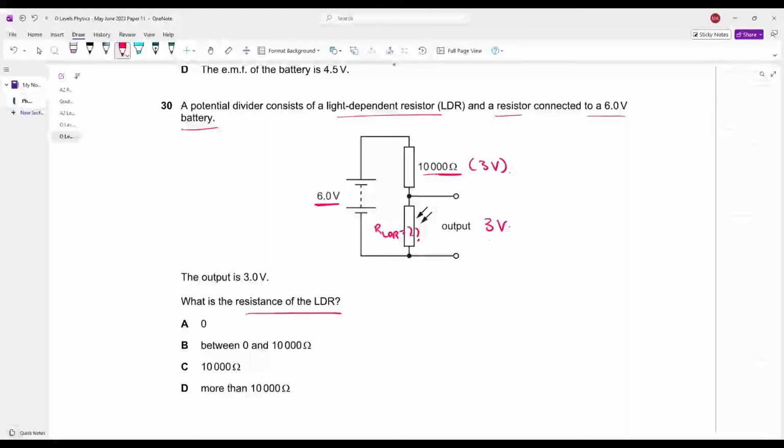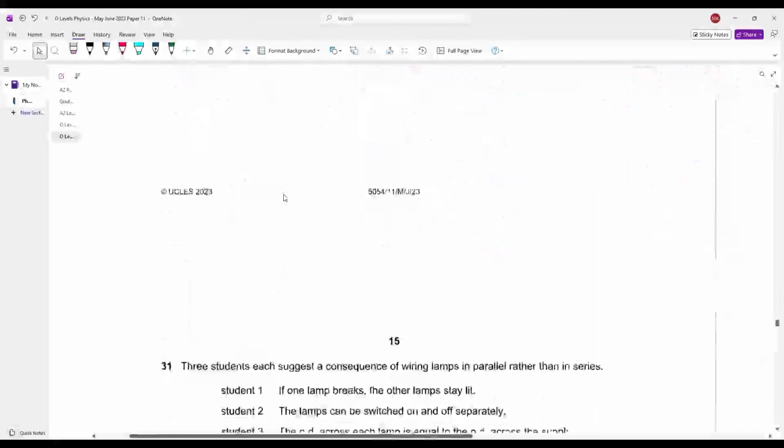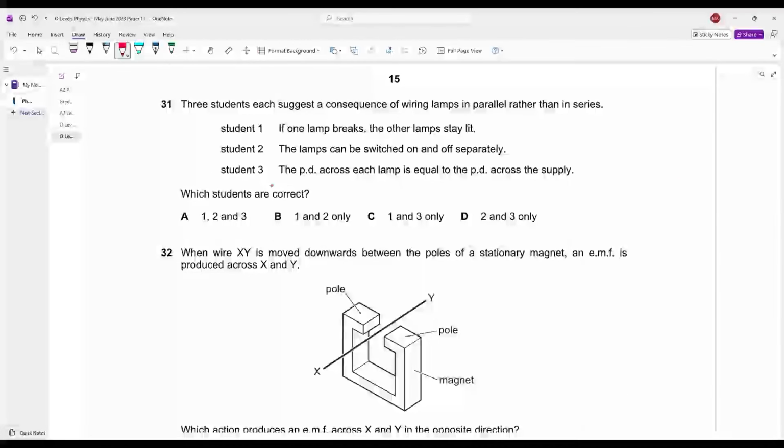How will you do that? बेटा अगर 10,000 ओम के रेजिस्टर को 3 वोल्ट्स मिल रहा है और अगर आपके पास 3 वोल्ट्स इन द आउटपुट, योर रेजिस्टेंस ऑफ द एलडीआर विल आल्सो बिकम व्हाट? 10,000. सिंपल रेशियो मेथड. अगर 10,000 ओम के रेजिस्टर को 3 वोल्ट्स मिल रहा है तो इफ यू हैव 3 वोल्ट्स इन द आउटपुट, व्हाट विल बी योर रेजिस्टेंस? X is equal to 10,000 ohm. सिंपल रेशियो मेथड. 31 पे आ जाओ बेटा.